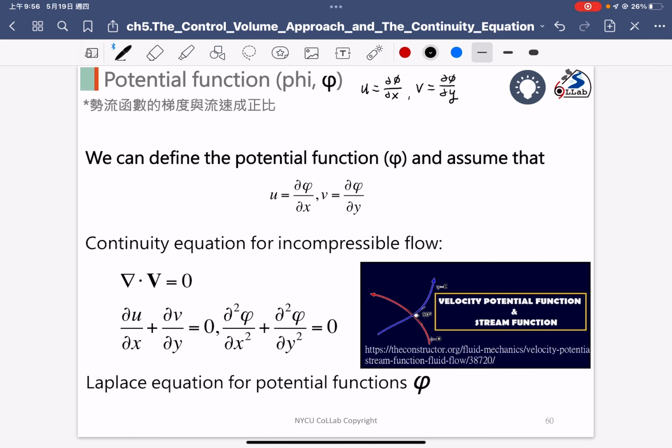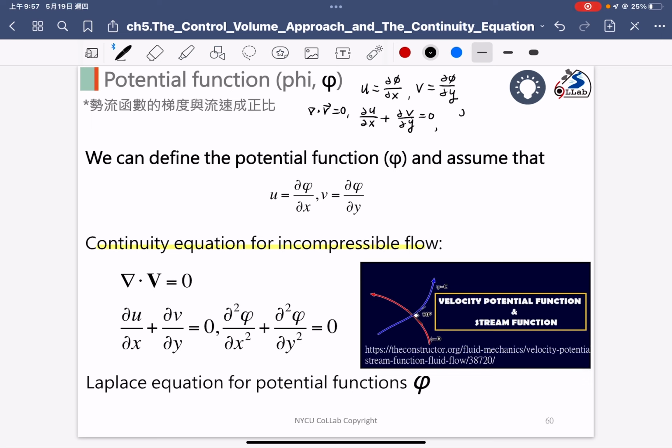And we apply the differential form of the continuity equation for incompressible flow. So these are our conditions. That means the flow field satisfies the divergence equal to 0. So we have du/dx plus dv/dy equal to 0.